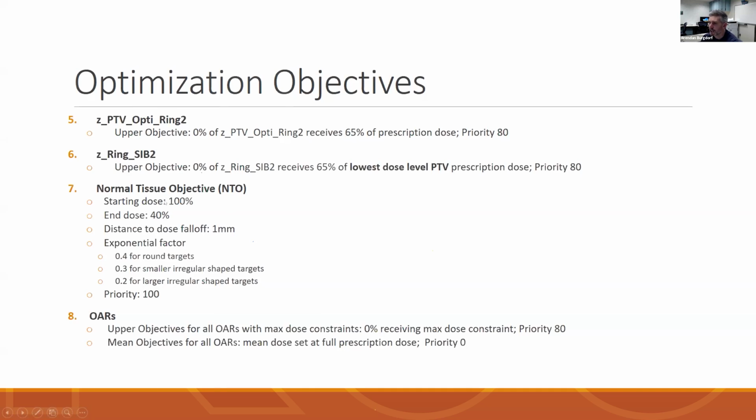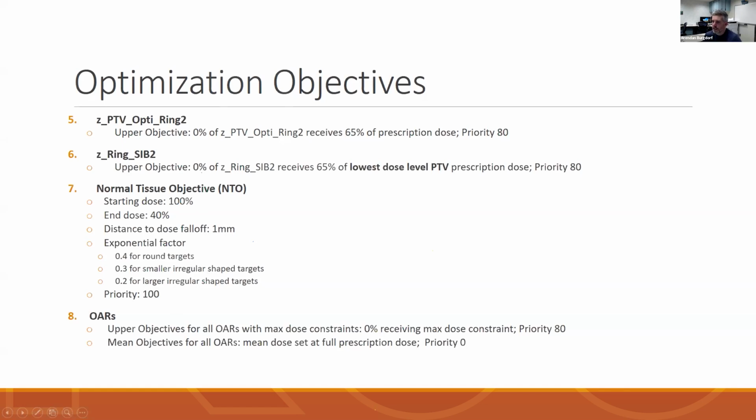So the starting dose is 100%. So we're considering the edge of our PTV getting 100%, and then we want the end dose to be 40%. And the distance from dose fall off is 1 millimeter. And then it allows you to provide an exponential factor. And we use varying exponential factors depending on the shape and the size of our target. And the priority that we'll set for this objective is 100.